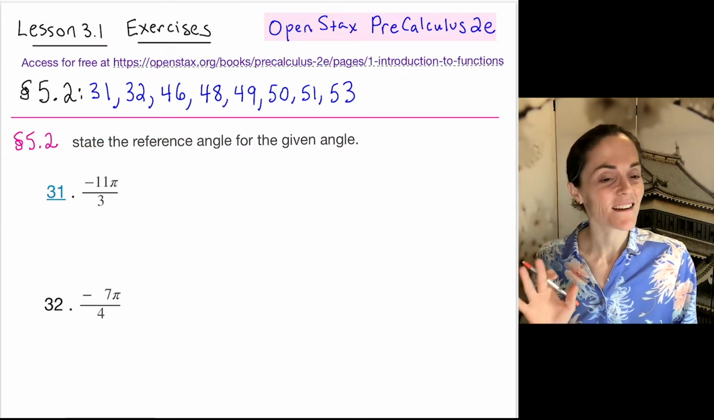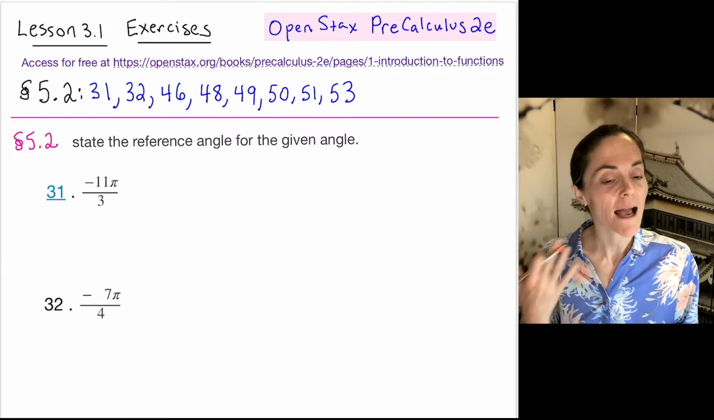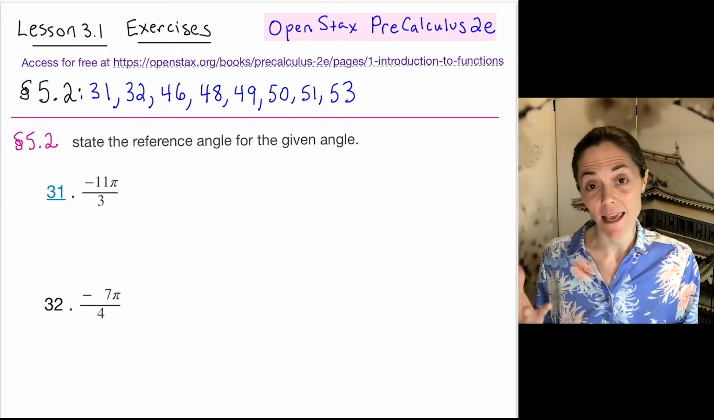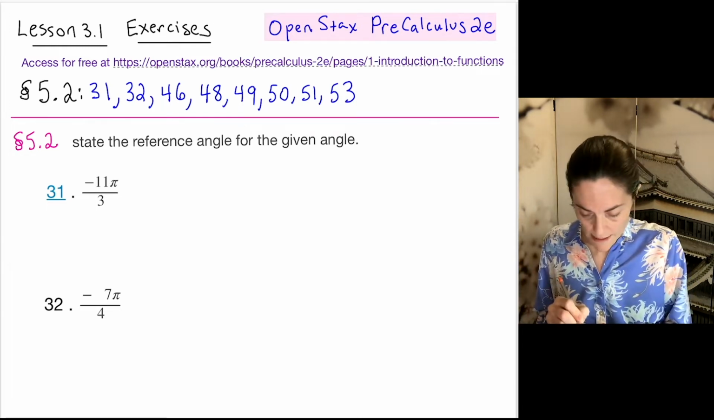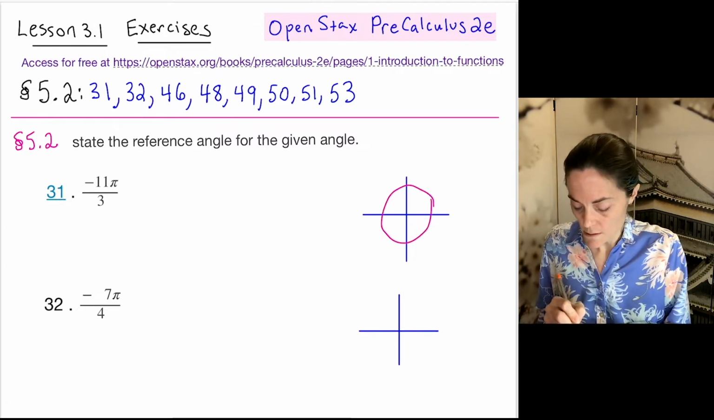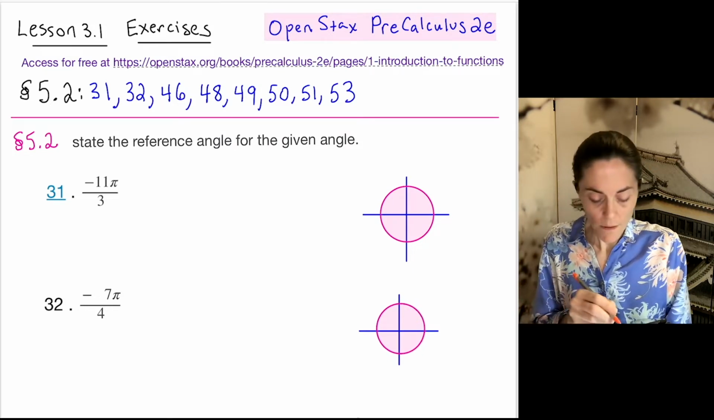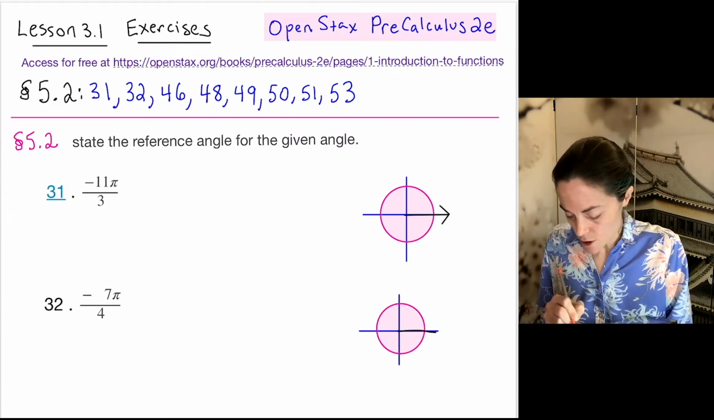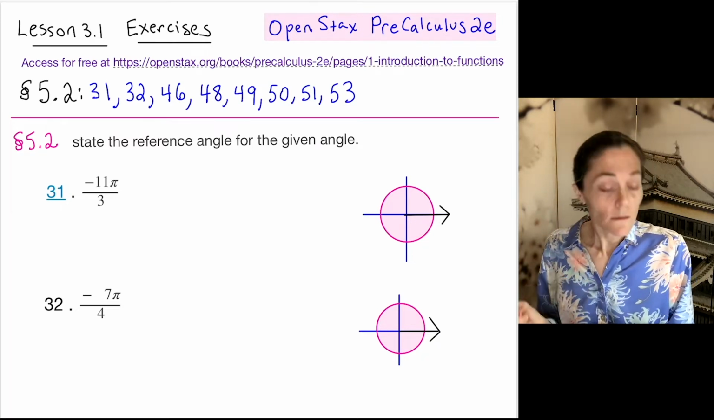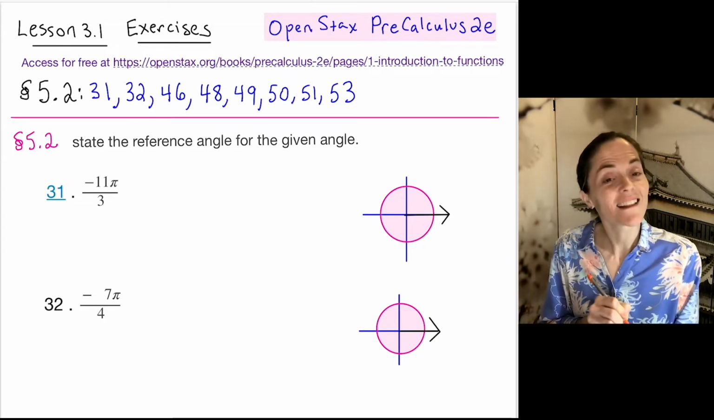Let's get started. 31 and 32, we just need to state the reference angle for each angle. I chose these because these are the only examples in this exercise sheet where we have a negative angle. So maybe let's begin by drawing a unit circle to use, where we think about what's going on for both of these. Unit circle and unit circle. Well, I can also draw my initial side and draw my initial side.